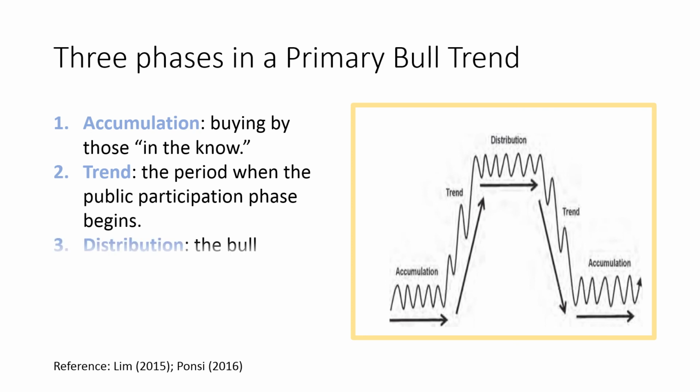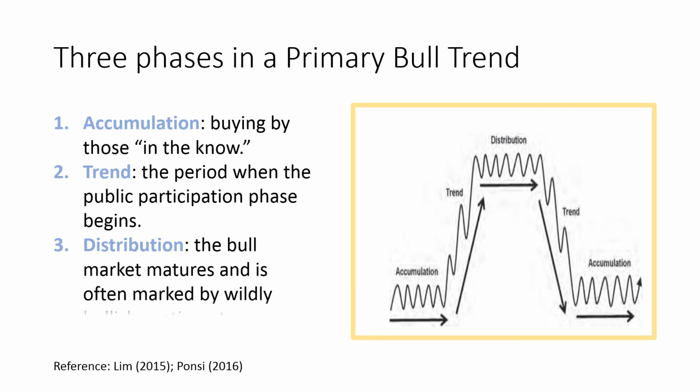Distribution begins to occur as the bull market matures. This phase is often marked by wildly bullish sentiment, widespread public interest in the markets, and conspicuous representations of the bull market on magazine covers, television, or media.